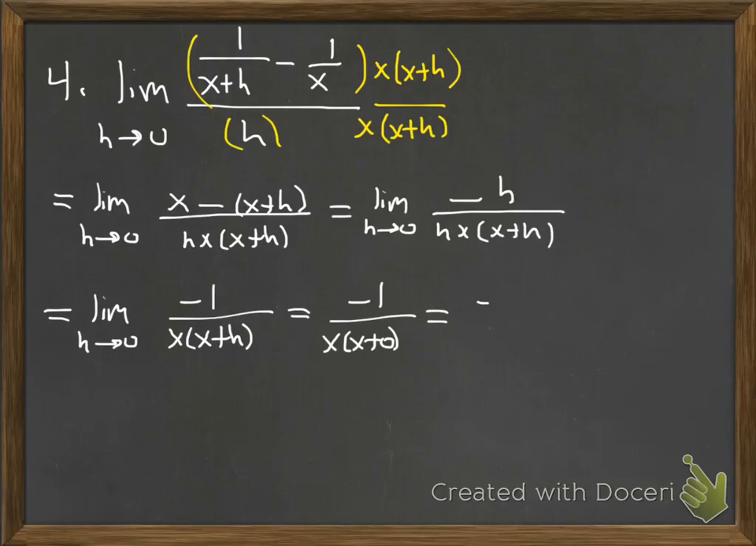Notice once we evaluate, we drop the limit symbol because we're no longer taking the limit. And this will also be a very familiar thing to you later on with 1 over x. So our limit here is negative 1 over x squared.